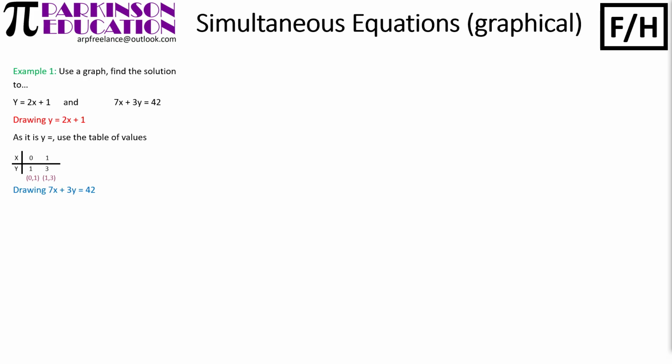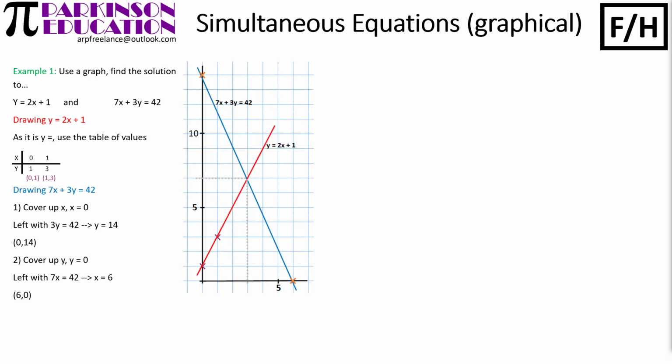For 7x plus 3y is 42, I'm going to use my cover-up method as I talked about, which will give me 0, 14 if x is 0 and 6, 0 if y is 0. I'm drawing them on the lines. Notice a couple of things. I've drawn them in different colours. Don't do that in your exam. If you draw them in different colours, you'll probably have to draw them in pen, and then you're probably going to get them wrong. And if you get them wrong, you can't rub them out. Do them in pencil. Just make sure that you do them neatly.